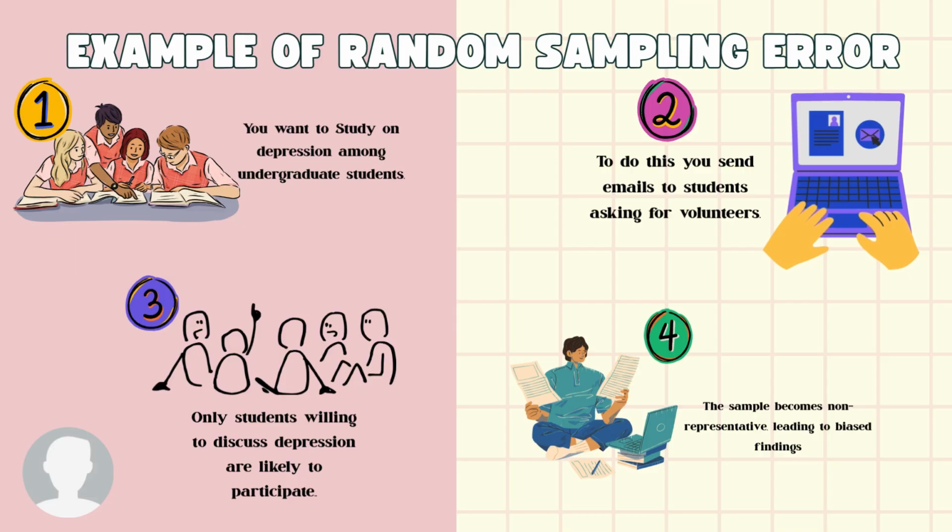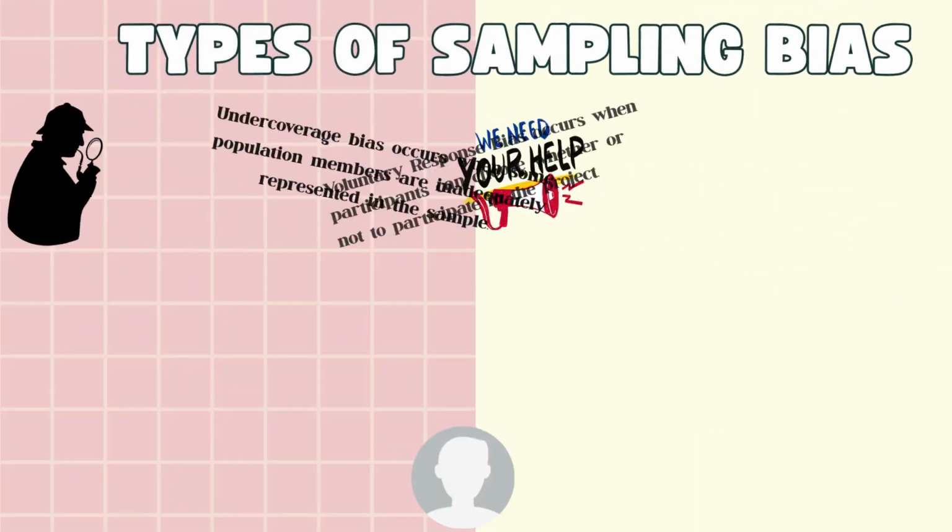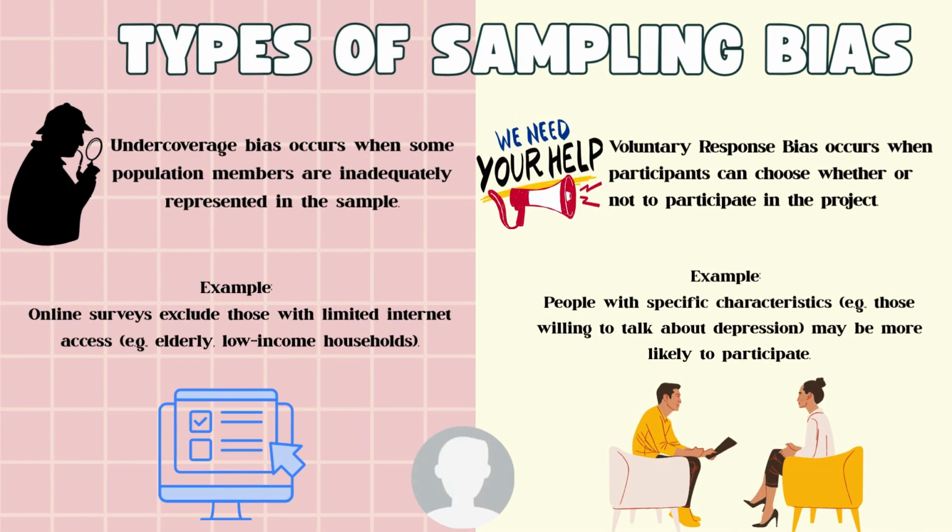to the email. This creates sampling bias as it excludes students who may feel uncomfortable discussing mental health or those who are not currently experiencing depression. As a result, the study might give an inaccurate picture of depression among all students. To fix this, the researcher could use anonymous surveys or randomly select participants to ensure the sample better represents the entire student population. Now we will look at the types of sampling bias.